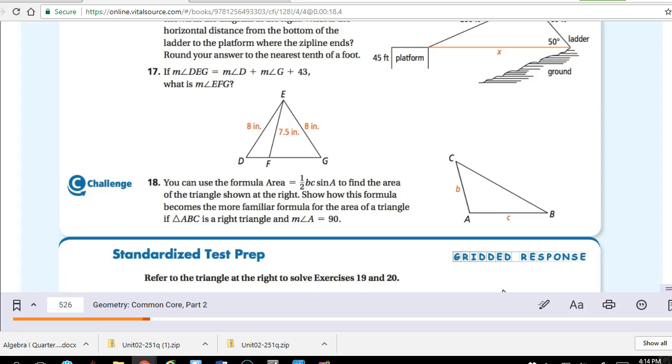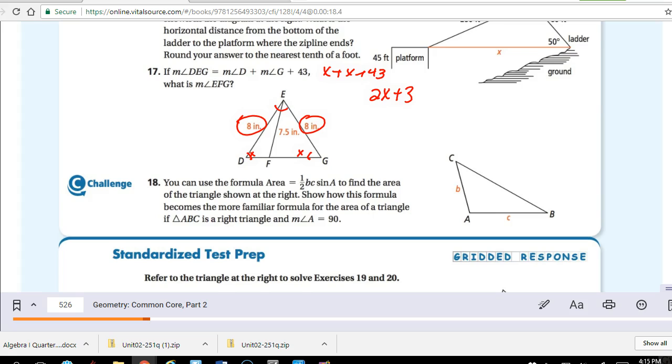Now, we know that if this is 8 and this is 8, then these two angles are going to be the same. And of course this one we know is, so let's call those x and x. So D plus G plus 43 is really x plus 43. So really the measure of DEG could be represented by 2x plus 3.